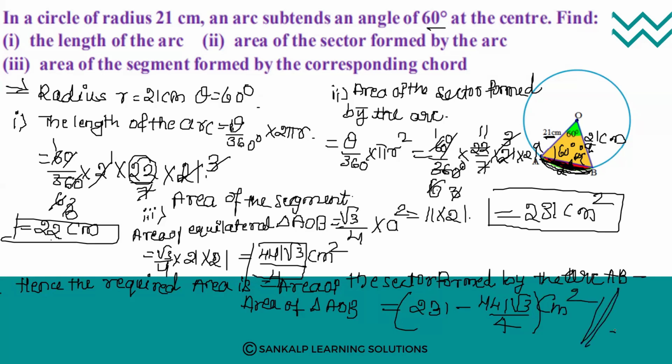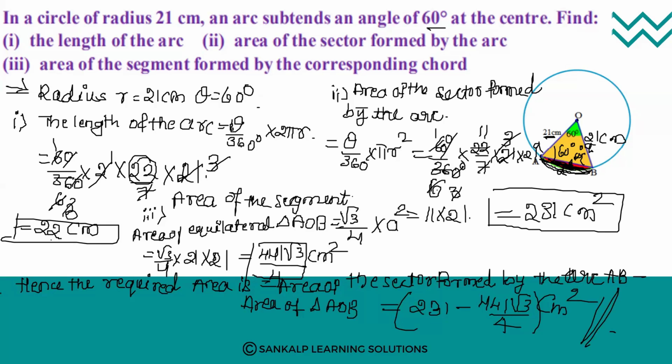Okay, understood. Here the radius and angle are given, and we are asked to find the length of the arc. For that we know the formula, theta divided by 360 into 2 pi r, right? So 2 pi r means 2 into 22 divided by 7 into r, theta value is 60 divided by 360, then you will get 22 centimeters. So this is the length of the arc.